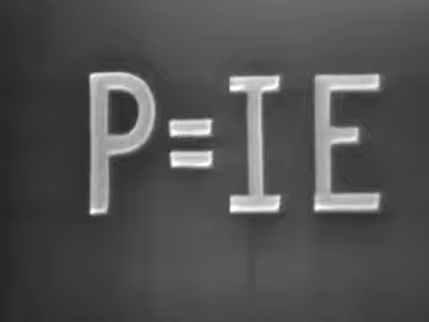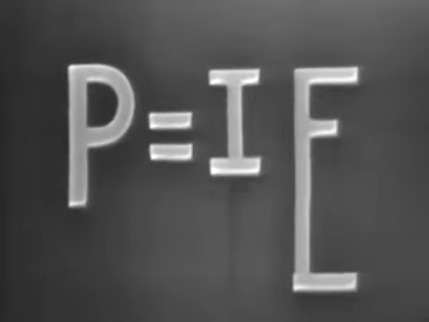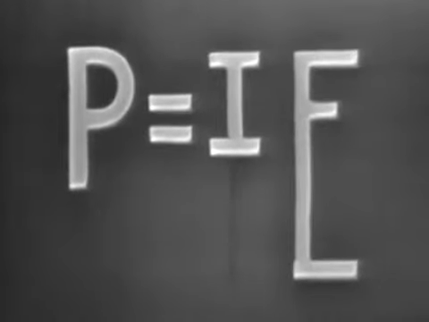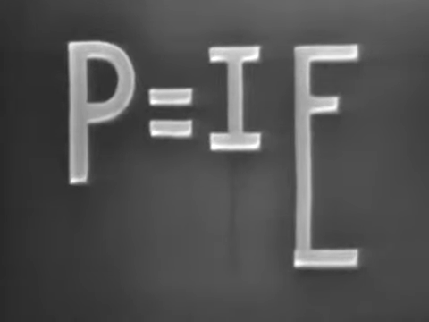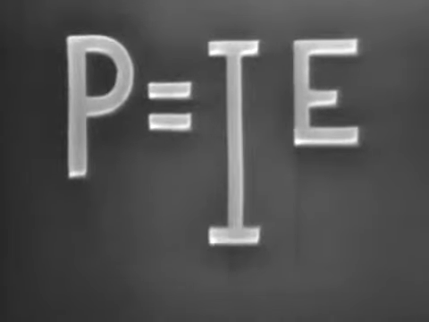Since power is the product of current times voltage, an increase in voltage by means of the transformer must result in a decrease in current. And likewise, a decrease in voltage by the transformer must result in an increase in current. Now, stating it another way, we can say that a transformer which increases the voltage by a given ratio will decrease the current by the same ratio, and vice versa.